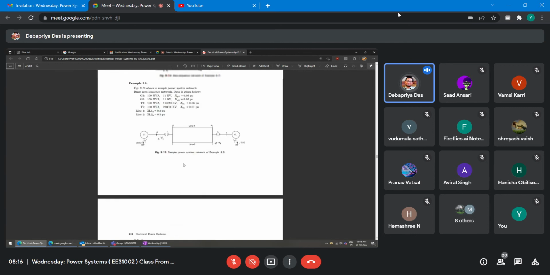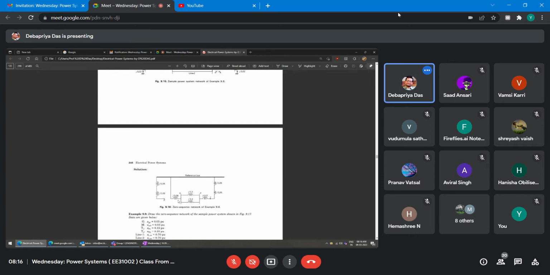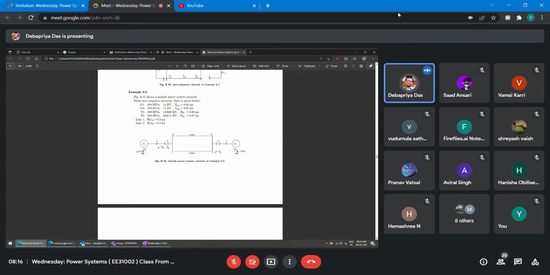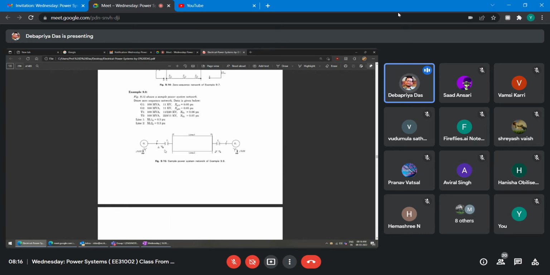These two lines are parallel, line 1 and line 2 impedance. This is the transformer impedance, this is the transformer impedance, and this is the generator. Two generators are there, and therefore everything is connected to these two lines in parallel. So this is in series, this is in series, this is in series, and all should be connected to the reference, because this is star grounded, this is both star grounded, and this is also star grounded.